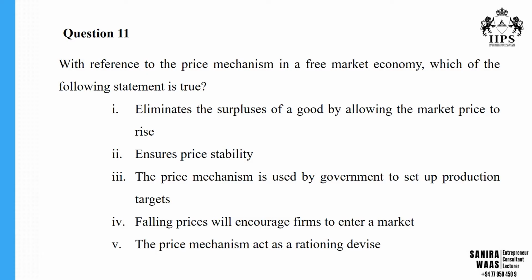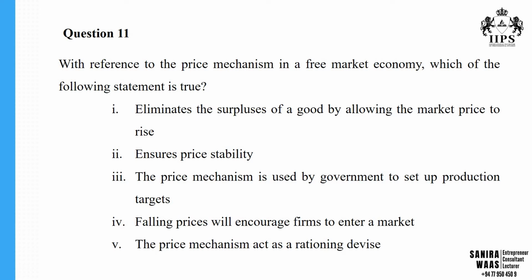Question number 11. With reference to the price mechanism in a free market economy, which of the following statements is true? First, it eliminates the surpluses of goods by allowing the market price to rise. Second, it ensures price stability. Third, the price mechanism is used by government to set up production targets. Fourth, falling prices will encourage firms to enter a market. Fifth, the price mechanism acts as a rationing device.